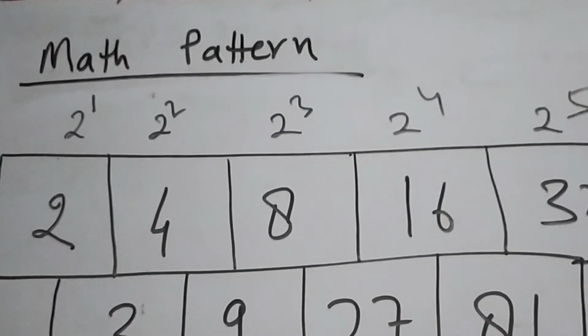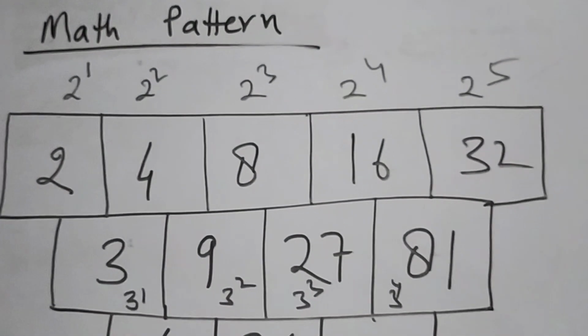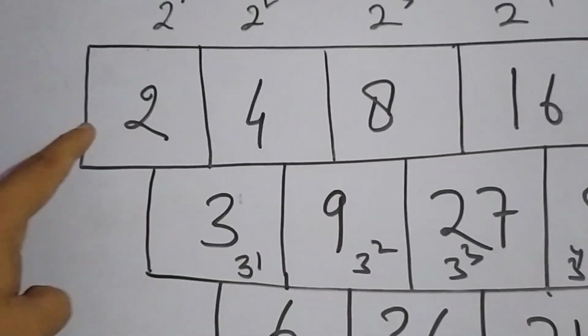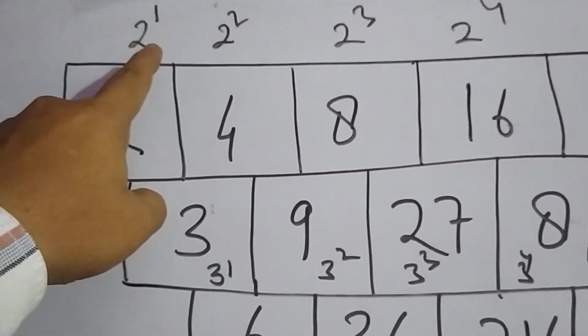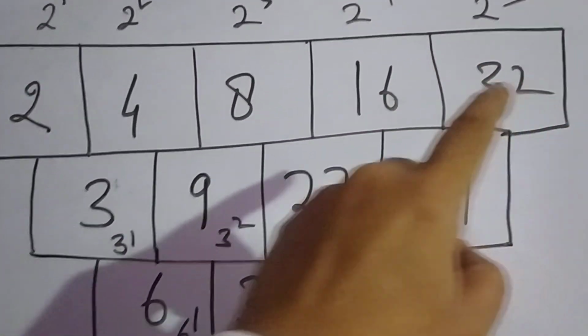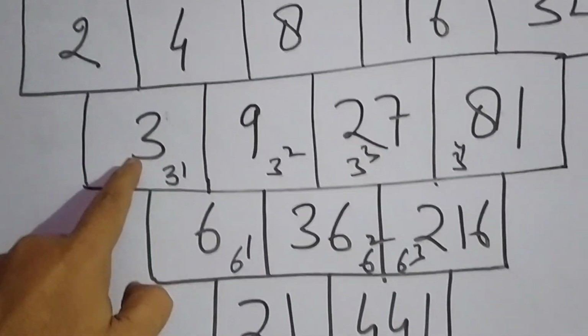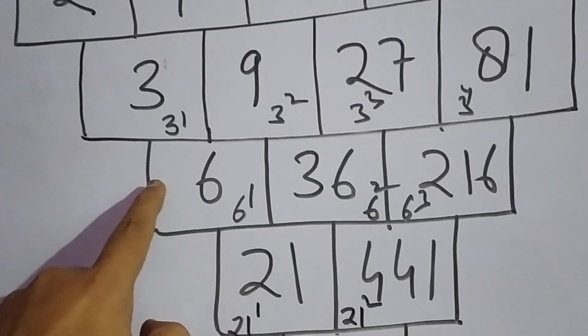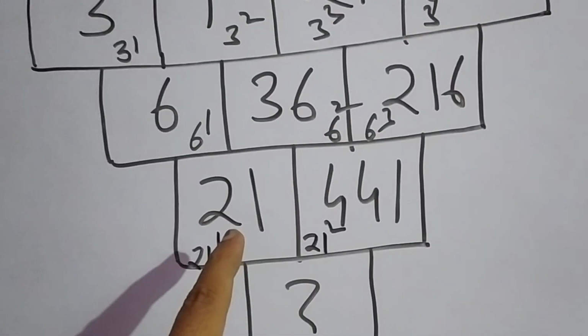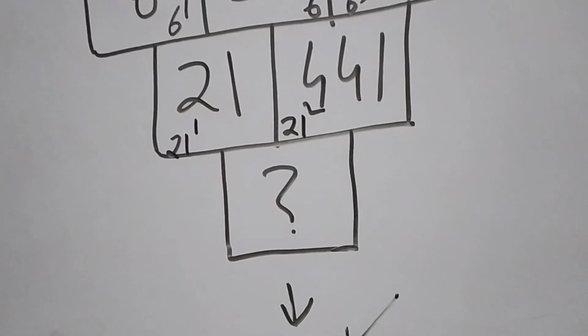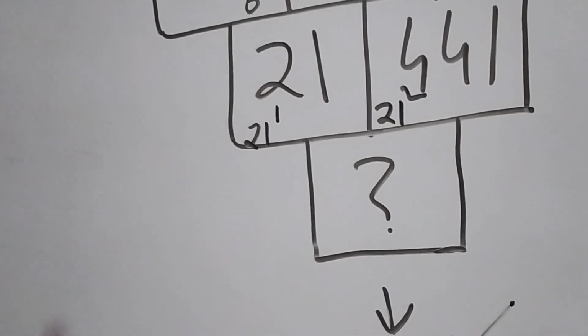You can repeat it. That pattern follows in the row. Power 1, power 2, power 3, 4, 5. The power of the first number, the power of the first number, and so on. Like that. It is okay.